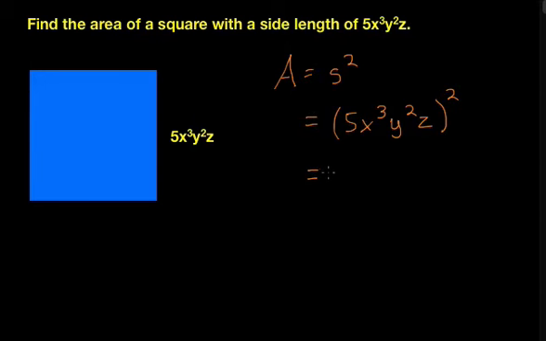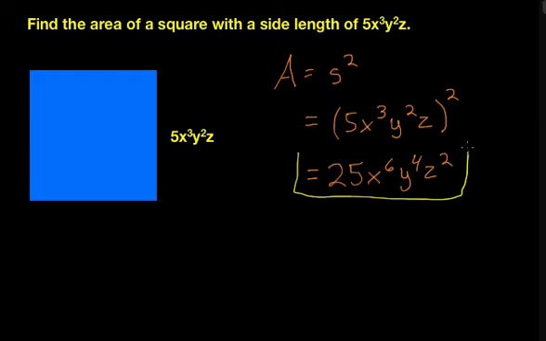So 5 squared is 25. X cubed squared is x to the 3 times 2, which is x to the 6. Y squared squared is y to the 4th. And z squared is just z squared. And so there we go. There is our area.